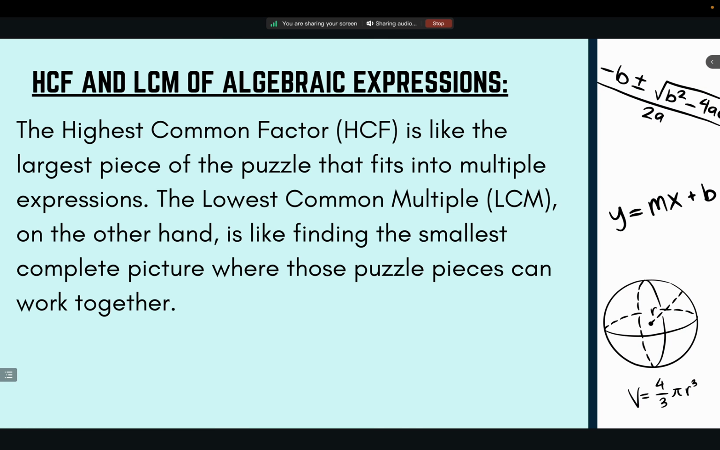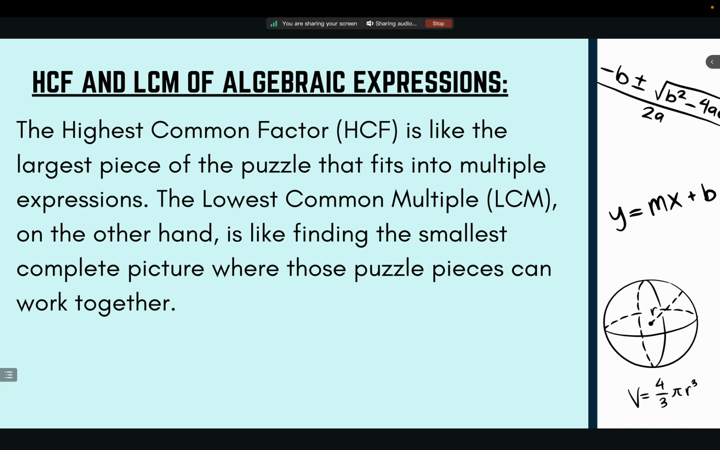Okay, so today we are going to talk about HCF and LCM, and how we can find HCF and LCM, meaning highest common factor and lowest common multiple, of algebraic expressions. Let's put this in simple terms. The highest common factor, HCF, is like the largest piece of a puzzle that fits into multiple expressions. That's the highest common factor.